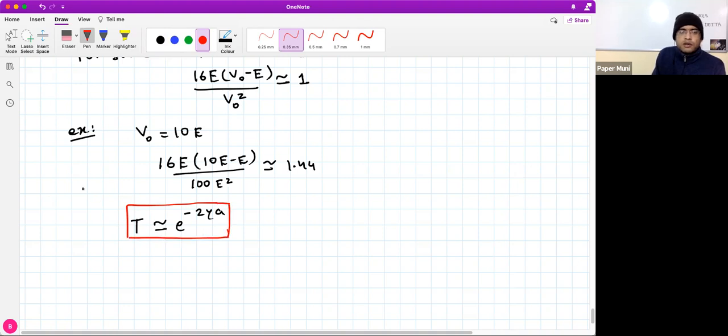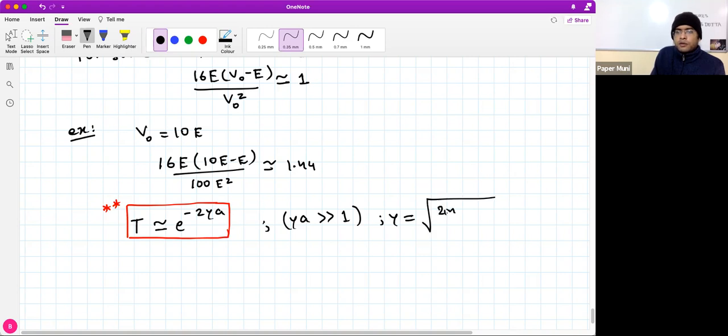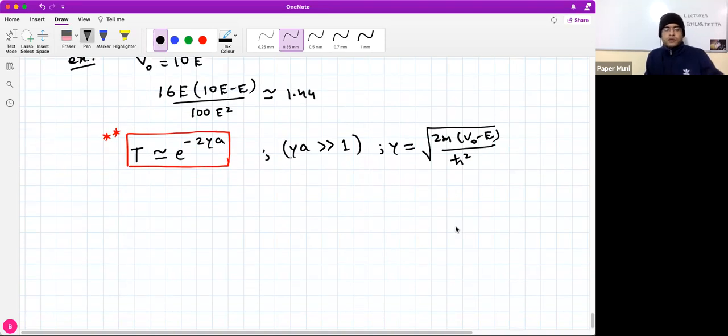From all this hard work we did, this is what you remember. You have to remember when you can apply this: only when gamma a is given to be much greater than 1. And gamma is, you know, the square root of 2m, v naught minus e, divided by h cut square. This is the thing you want to take back home.